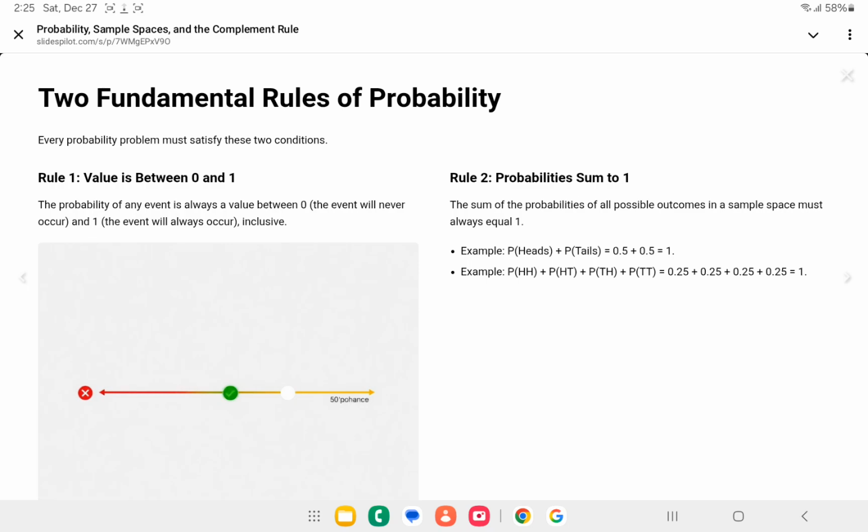With any probability question or problem you might encounter, you'll notice that they always satisfy 2 conditions. The first condition is that the probability of an event occurring always has a value between 0 and 1 inclusive. For example, a probability of 0 means that the event will never occur. A probability of 1 means that the event will always occur. And a probability of 0.5 means that the event is expected to occur 50% of the time.